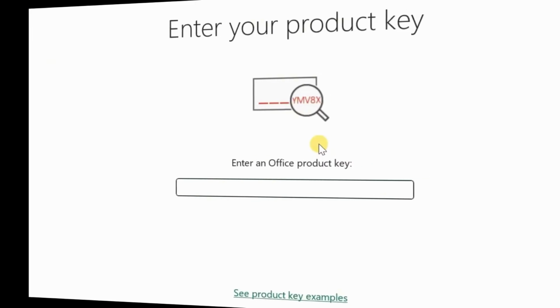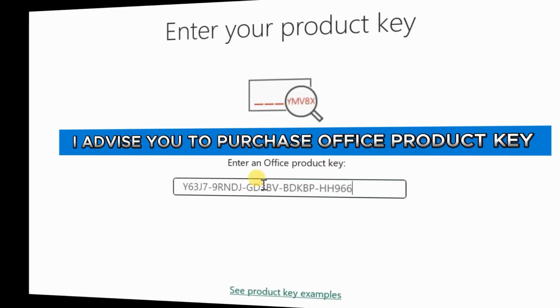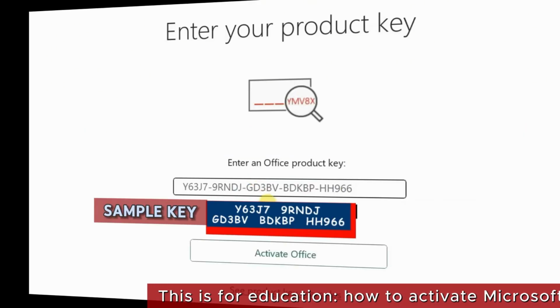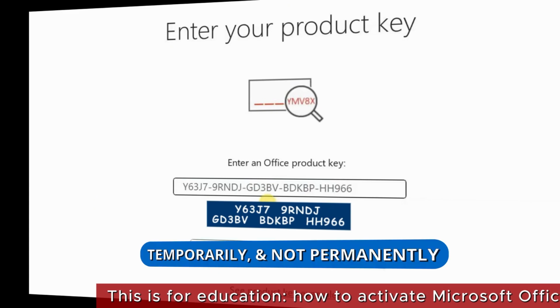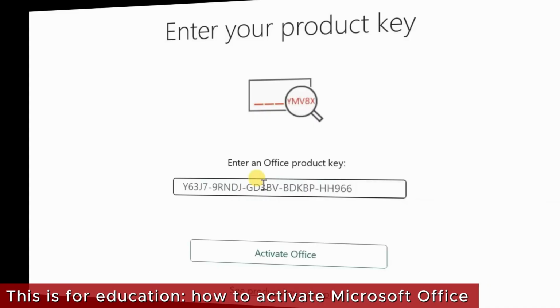If you have your Microsoft product key, input it here. If you don't have one, I advise you to purchase a product key. That's the legal thing to do. Here is a sample key to activate a preview version of Office 2024, which will work temporarily and not permanently. This is to educate viewers on how to activate Office.